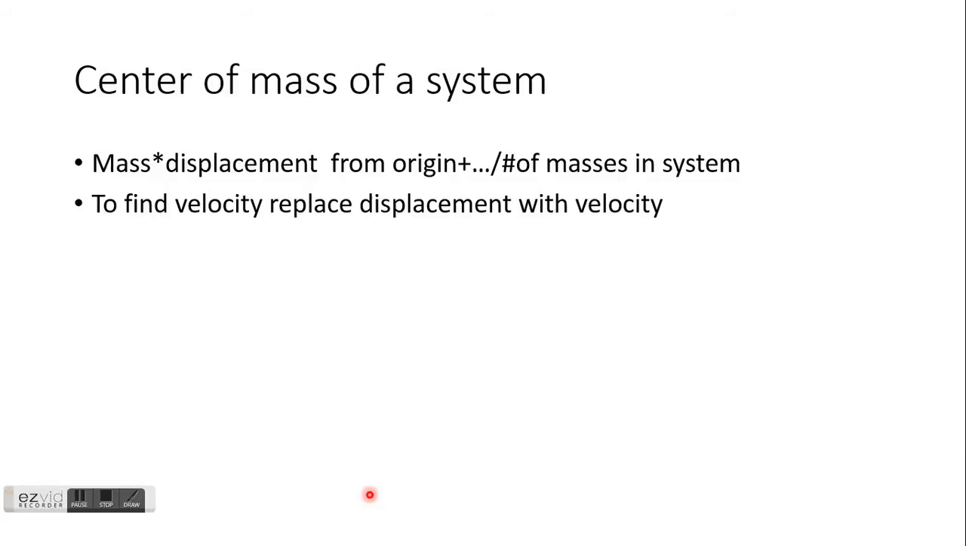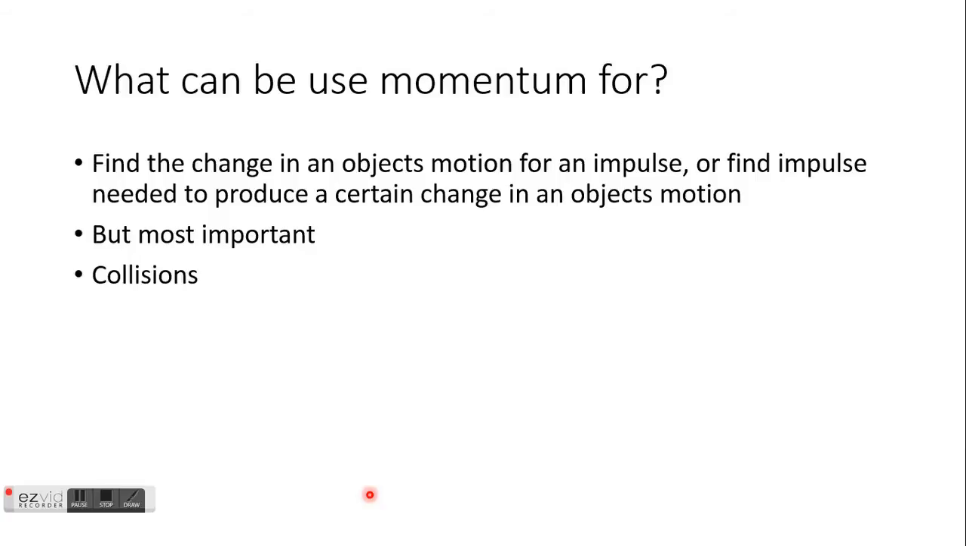And the reason this is important is because in collisions, the velocity of the center of mass of a system is going to be the same before and after the collision. And that's something that's useful to know, and we use that. It's part of the conservation of momentum. So what can we use momentum for? We can find the change in an object's motion for an impulse, or find the impulse needed to produce a certain change in the object's motion. But the most important thing we can do with it is work with collisions.